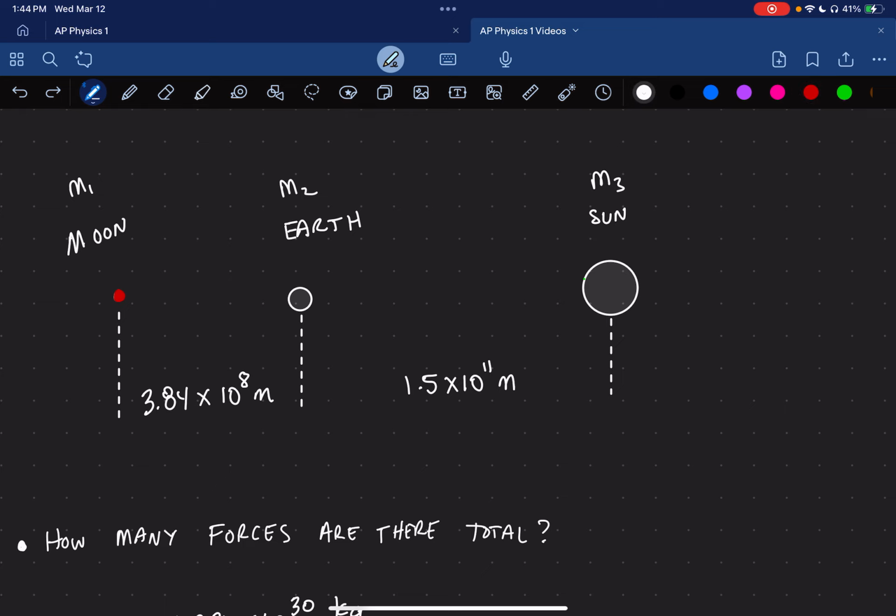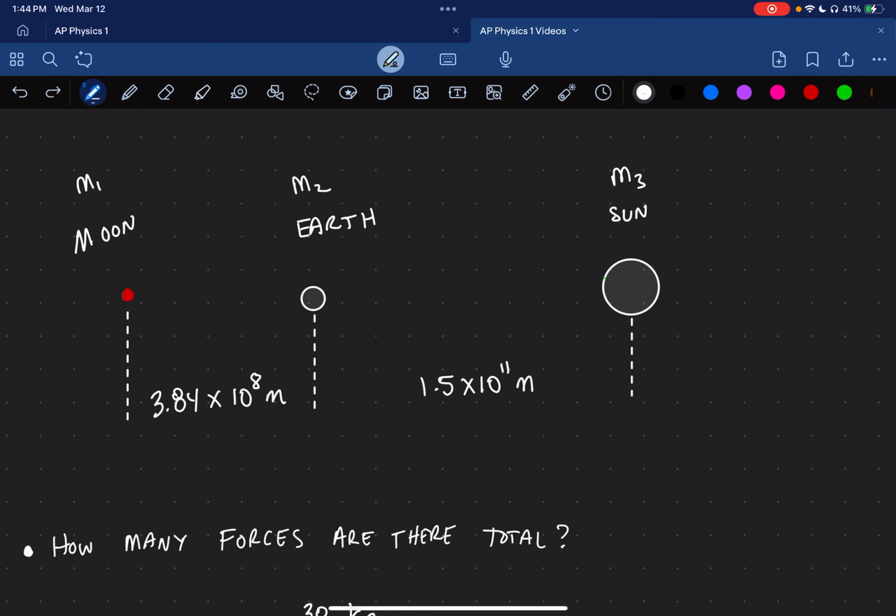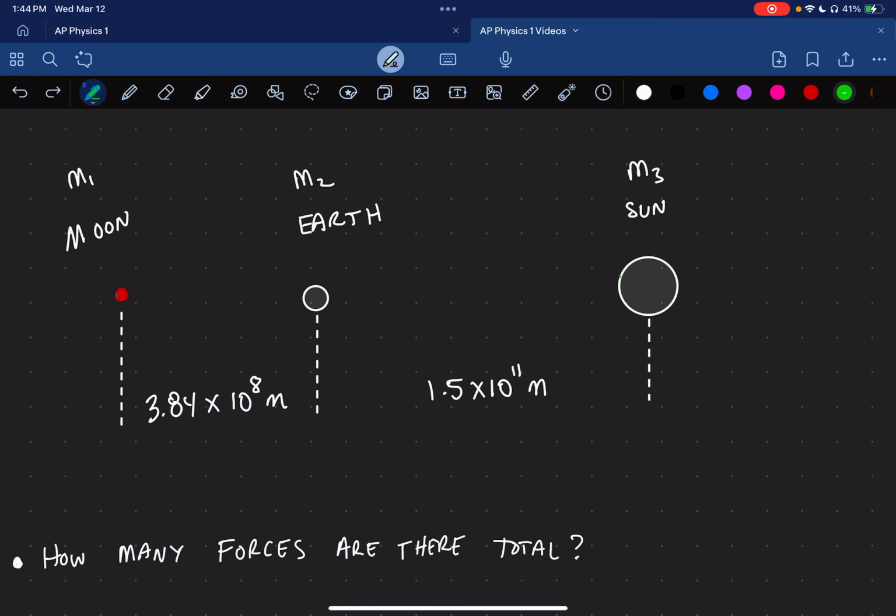Maybe not that red, but anyway, there you go. So the first question is, how many forces are there total? How many gravitational forces are there? I think I'll use green. I'll start with the moon. The moon is getting pulled with an attractive force from the Earth.